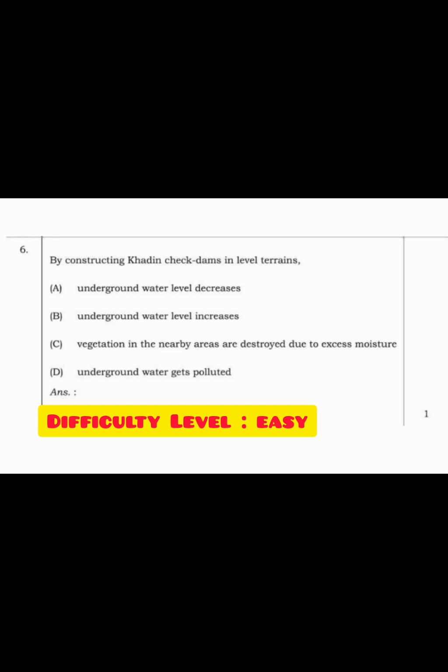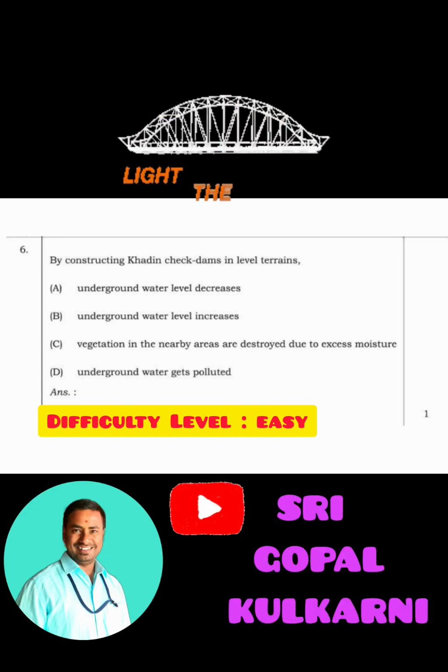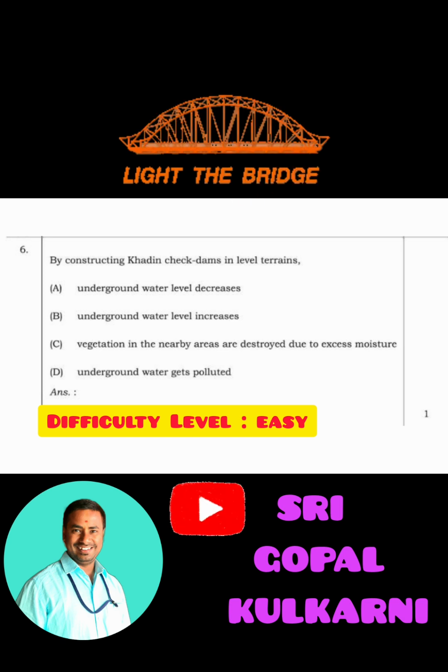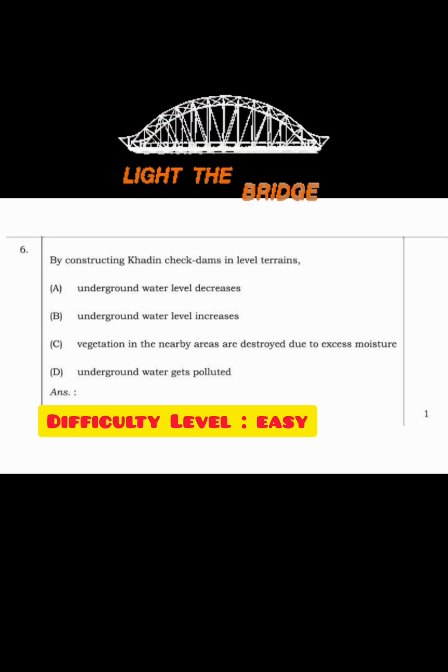Next question. By constructing Khadin check dams in level terrains, what will be the result? Option A, underground water level decreases. Option B, underground water level increases. Option C, vegetation in the nearby areas is destroyed due to excessive moisture. Option D, underground water gets polluted.